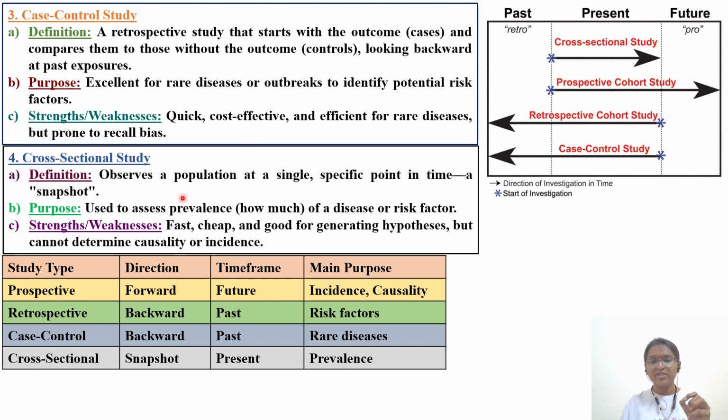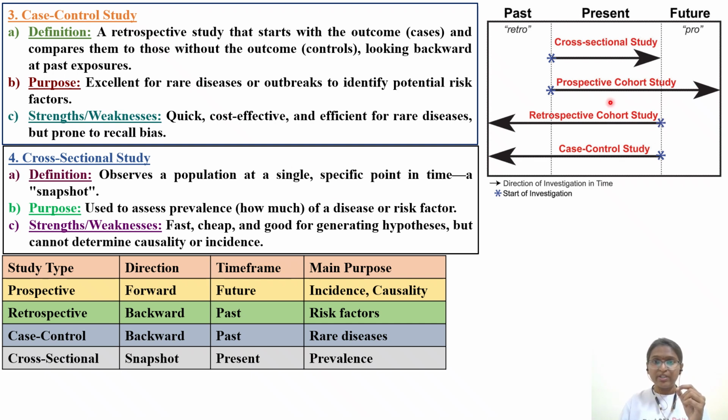Okay, the next one, the fourth option, is the cross-sectional study. A cross-sectional study observes a population at a single specific point in time, a snapshot. As I told you, there is a fixed interval, for example from Jan 2026 to December 2003. In the case of a prospective study, for example, today I start collecting data from 2020, and I want to collect it until the patient dies, or till 2036 or 46. So there is no end point. This is unidirectional, going into the future.